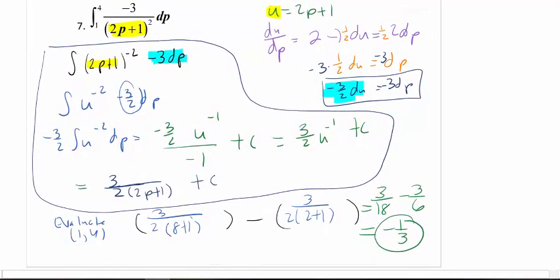When you need to use substitution, please again use an indefinite integral because it'll make it easier and less confusing, and then evaluate once you plug back in for that piece.